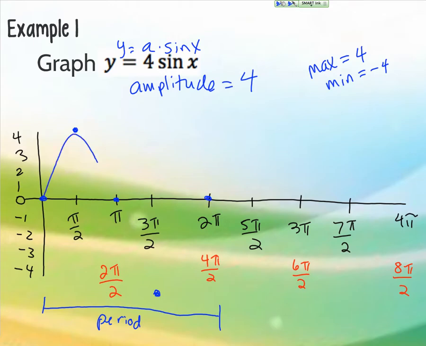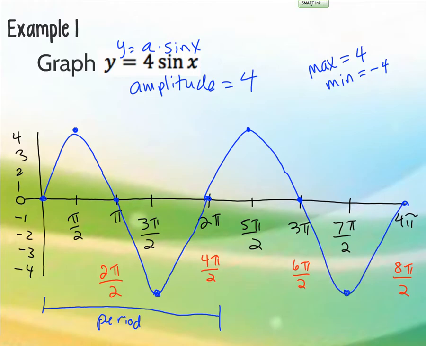So here we go with 1 cycle here. Now we can repeat that process because remember, it's cyclical, it keeps happening. So 5 pi over 2 will be back at 4, 3 pi will be at 0, 7 pi over 2 is -4, and 4 pi back at 0. So we can show that that amplitude is 4. It got stretched up. So the next one is going to be that horizontal stretch we'll look at next.